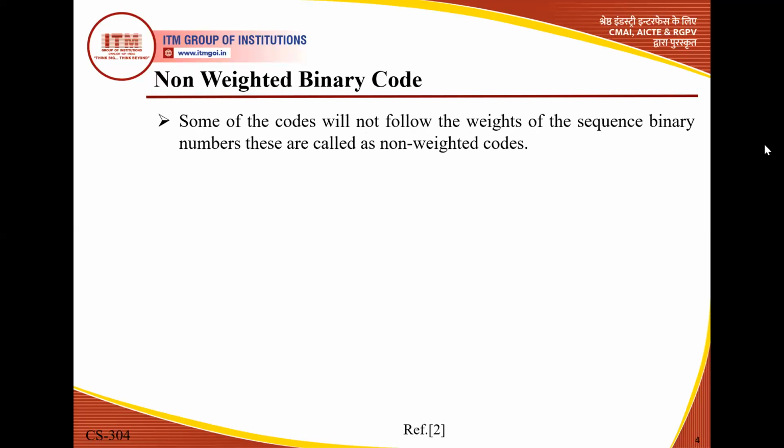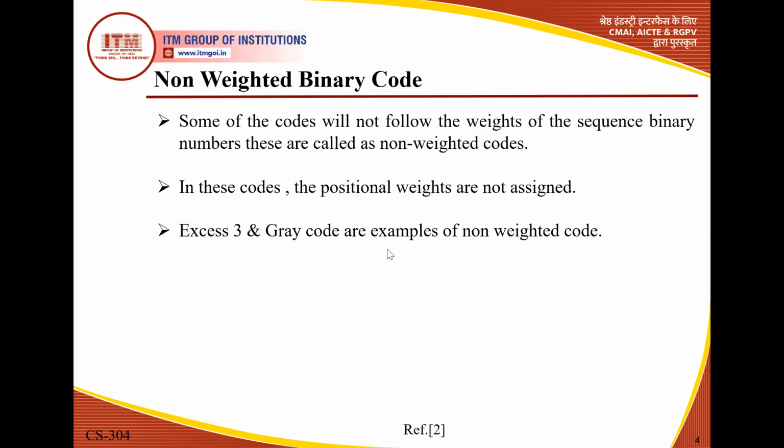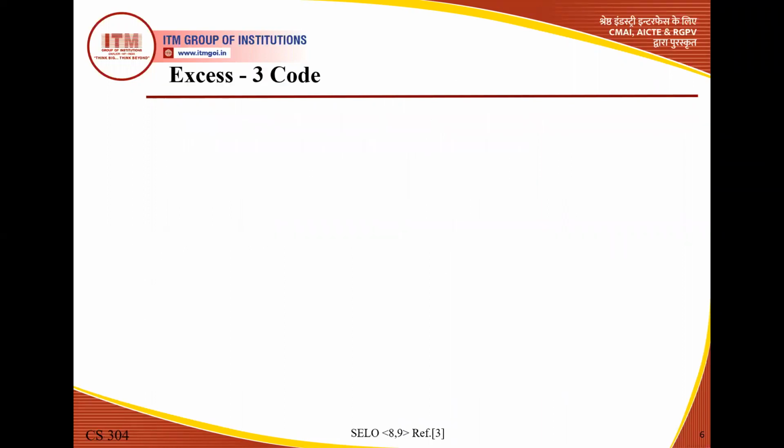Respective positions have a weight in the weighted code, but here the weight is not a considerable factor. In these codes, positional weights are not assigned, so the respective positions have no weights. Excess-3 and Gray code are examples of non-weighted codes. We already discussed this during the classification.